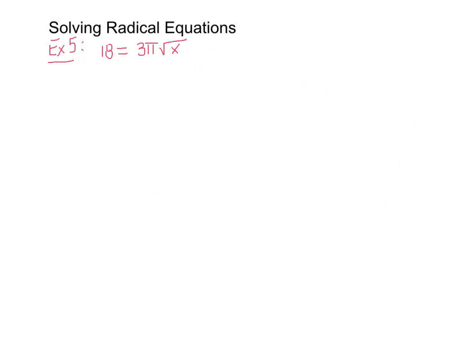Okay, next problem. 18 equals 3 pi times the square root of x. Isolate your radical by dividing both sides by 3 pi. 3 pi is just a number, but we write it as a symbol so we don't have to round it. That's going to cancel here, so you're going to have the radical x on the right side. 18 divided by 3 pi is approximately 1.9098 if you do that on your calculator.